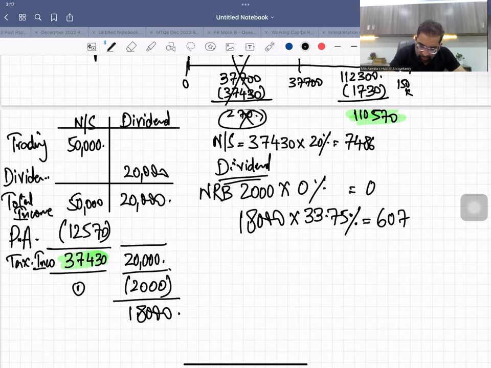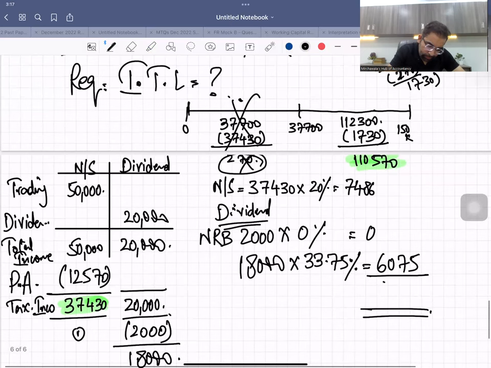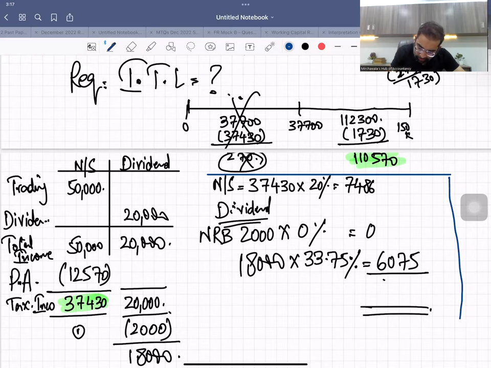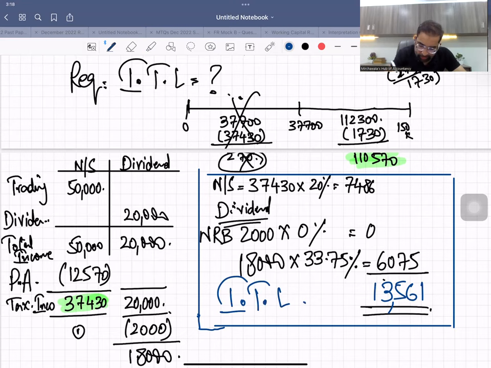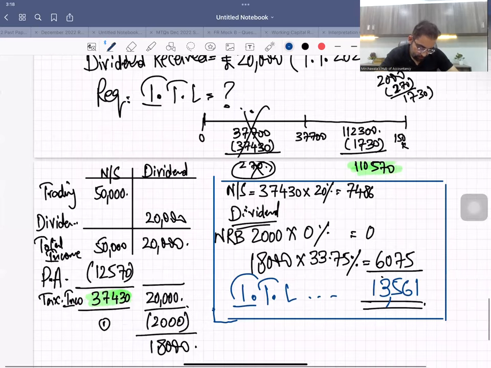Now add all these. Listen, this is the tax computation area. Okay. Now, for non-saving, you have how much? Non-saving is 7,874.86 and then 6,075. We need total tax. So 13,561 is your income tax liability, ITL. Your question is done. See, everything is done in front of you. ITL is 13,561.